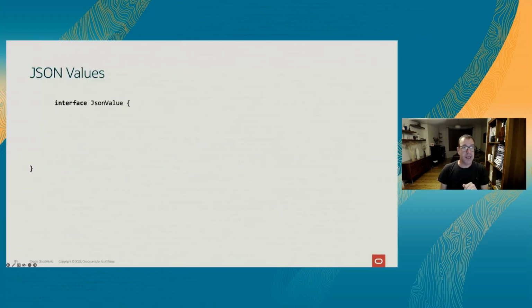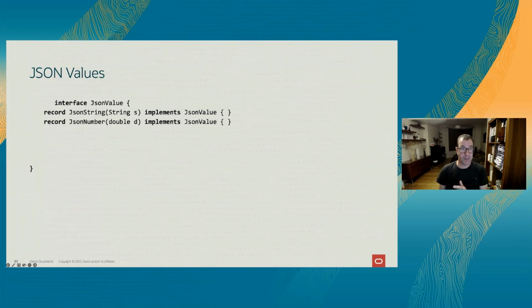Let's make a start. Let's call the type of JSON values JSONValue. What are the data types of JSON? Well, if you read the spec, there are 6. Let's have a look at how to model them. First, a JSON value could be a JSON string. So let's model this using a record class JSONString with a component of type String.